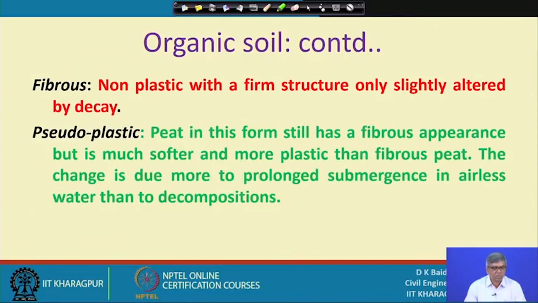And next is pseudoplastic. Peat in this form still has a fibrous appearance, but is much softer and more plastic than fibrous peat. The change is due to more prolonged submergence in airless water than to decomposition. If it is submerged for a longer period, then this pseudoplastic organic soil can form.